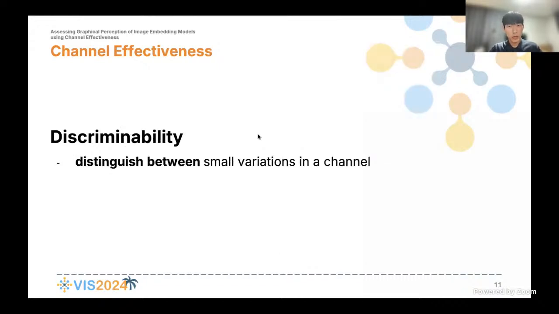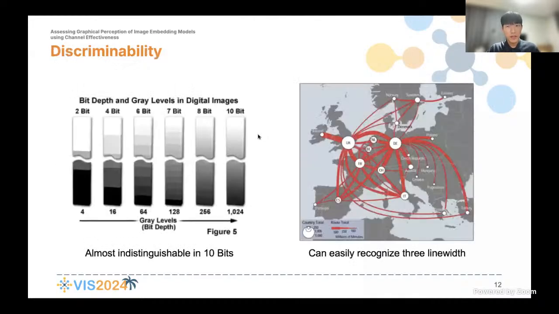Next, discriminability is how well we can distinguish small variations in a channel. For example, on the left is an example of how gray levels become almost indistinguishable when set to 10 bits. And the picture on the right is an example of the discriminability of line width on a map. When we divide the line width into 3 parts, we can see that there is a good distinction between them: the thin one, the middle one, and the thick one.